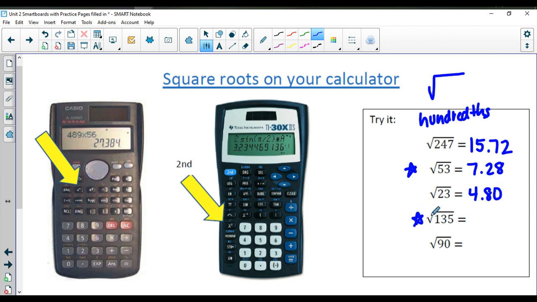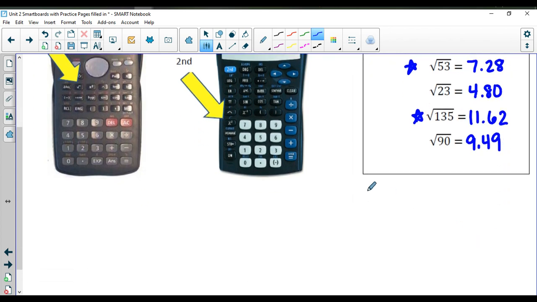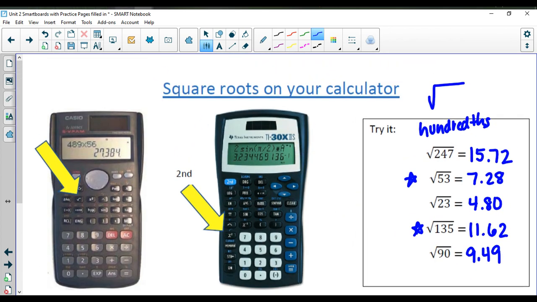This one, square root of 135, type that in and tell me what your answer is. I got 11.62 after rounding. And the final one here, the square root of 90, type that in. I got 9.49. And that wraps it up for lesson 2.9, which talks about square roots, perfect squares, squaring, and also talking about estimating square roots and using them on your calculator.